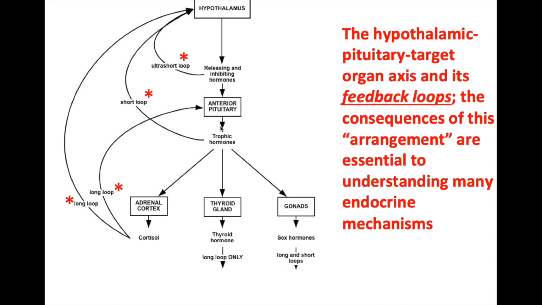Then you have the short loop, where anterior pituitary hormones feed back onto the hypothalamus and inhibit the release of hormones from the hypothalamus. And then you have long loop, where the end terminal organ will release a hormone that then feeds back onto both the pituitary and the hypothalamus to inhibit the release of the hormones from those different parts of the axis. And understanding how this works then has diagnostic value in the clinic.